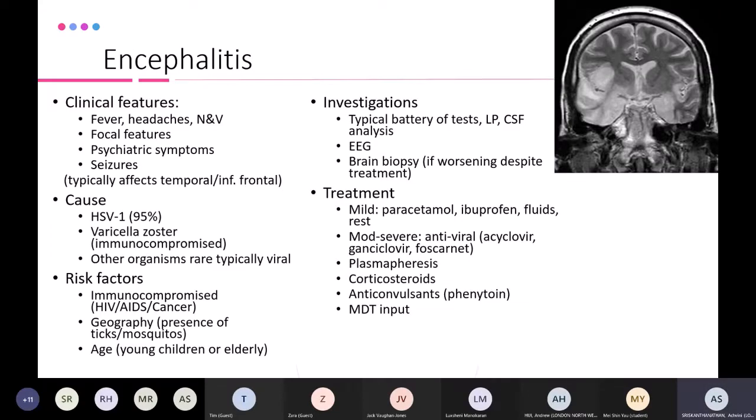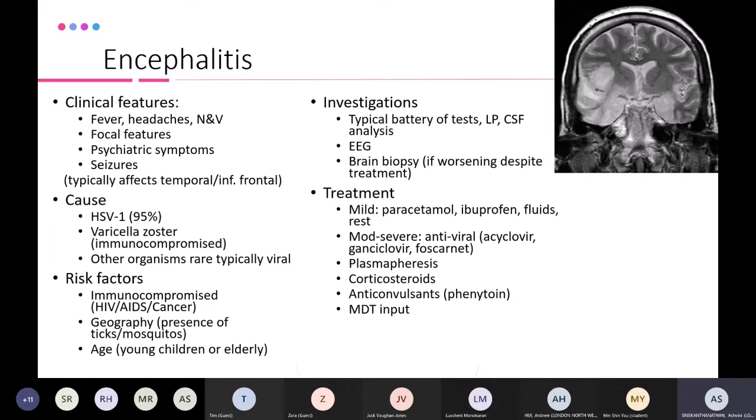Okay, so encephalitis. Key clinical features here are fever, headache, nausea and vomiting. It can seem similar to meningitis. I think one of the key things is you can get psychiatric symptoms here, and seizures is another one, and it typically affects the temporal or the inferior frontal lobe, so the lower bits of the brain. Common causes are varicella zoster if you're immunocompromised, or HSV1, which is 95% of the cause. Other organisms are quite rare.